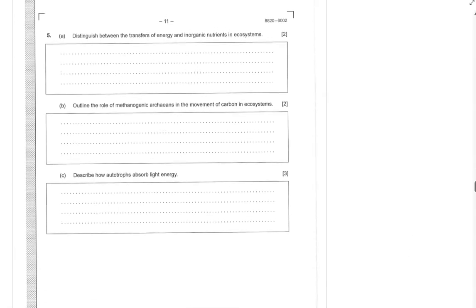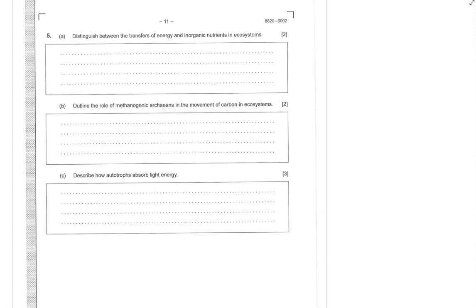Okay. And question 5, distinguish between the transfers of energy and inorganic nutrients in ecosystems. So remember that energy flows through an ecosystem, whereas nutrients cycle. So those are your key points. So the energy is going to flow through the ecosystem, being lost at each trophic level, whereas nutrients are constantly recycled and reused.